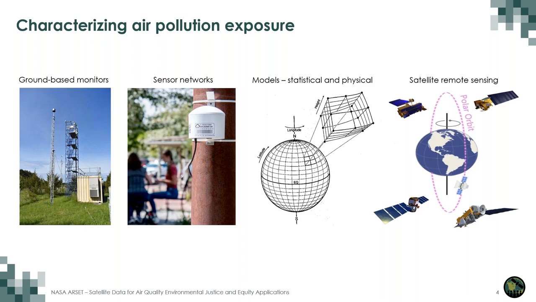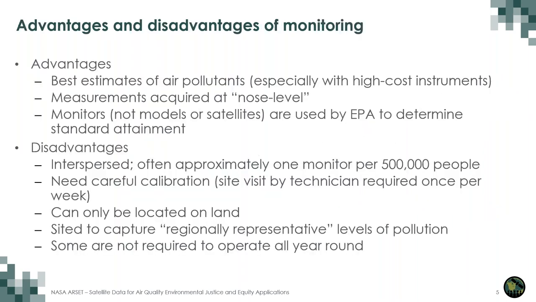And the final way I want to highlight of characterizing air pollution exposure is, of course, satellite remote sensing. Satellites orbit the planet, and they're taking snapshots of the composition of the Earth's air. And we can use these data to understand pollution levels and how they vary with increasingly high spatial resolution. And we're going to talk about this, of course, in much greater detail. But what are some advantages and disadvantages of ground level monitoring?